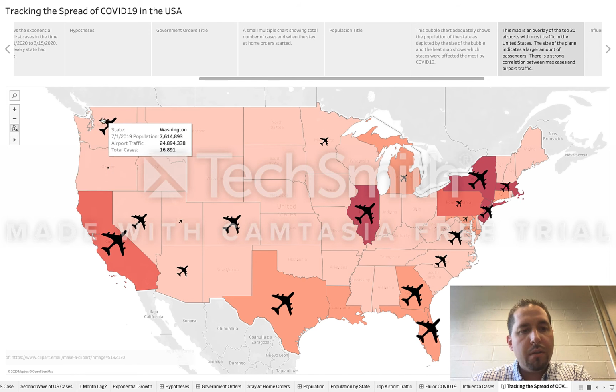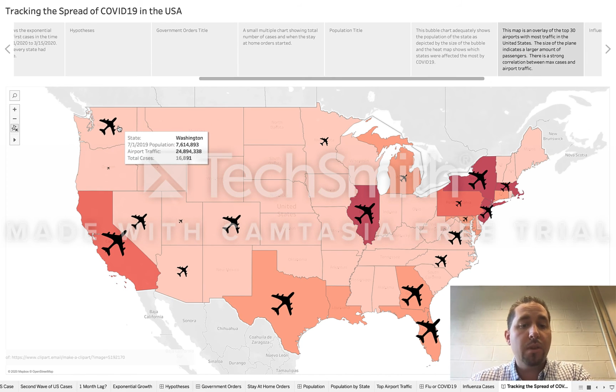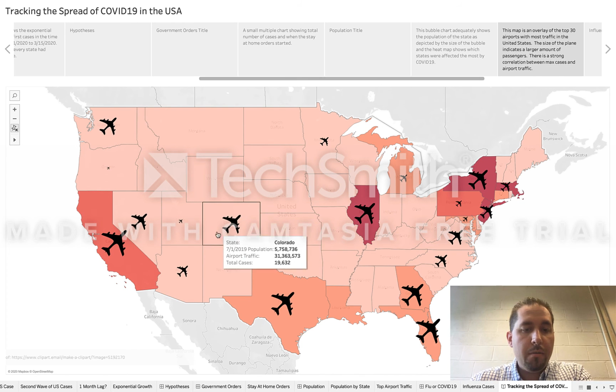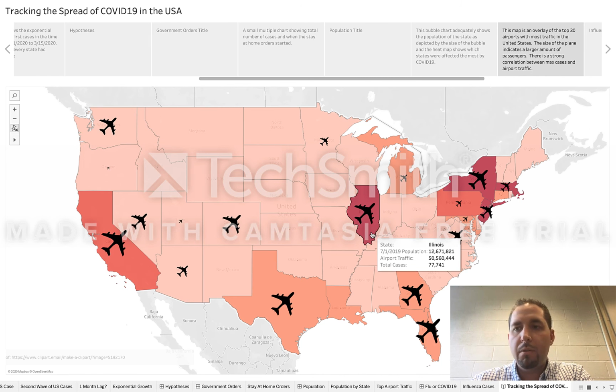How did Washington escape the spread? Right? Something's going on there. Why are they not a deeper shade or have more total cases, especially when they were the first case? You've got Denver, another big airport, Las Vegas, another big airport. So some of these states were able to mitigate the spread. It's interesting, and definitely further investigation would be required.